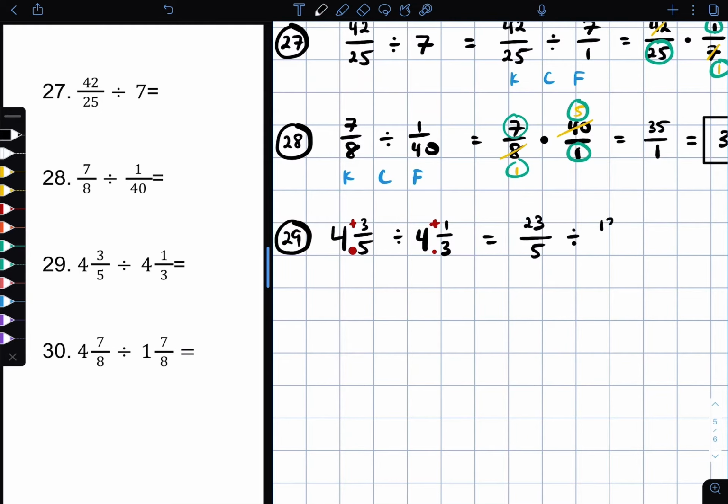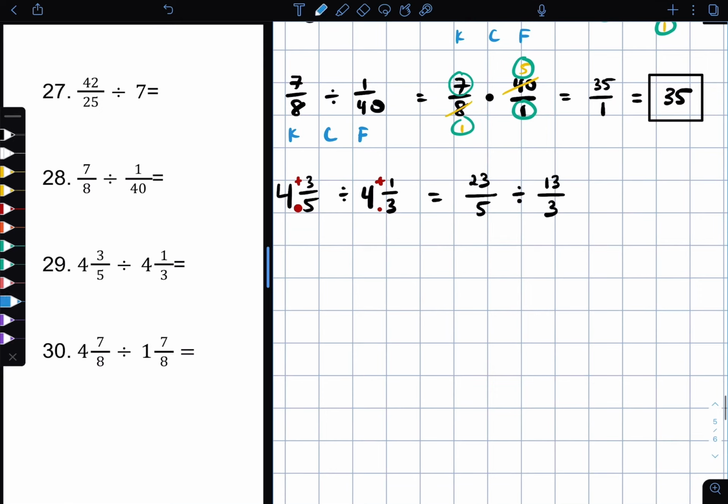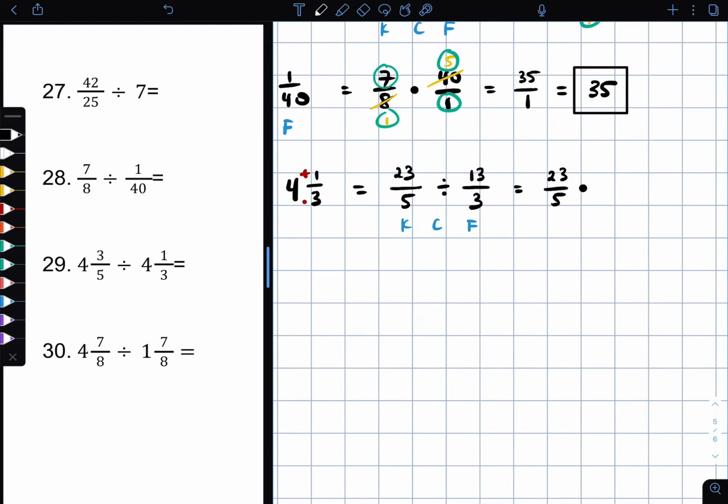So it's going to be divided by 13 over 3. Okay? And so now that we have a top and a bottom, we can keep this, change this, and flip this. And so 23 over 5 we'll keep, we'll change division to multiplication, and then instead of 13 over 3, we'll have 3 over 13.